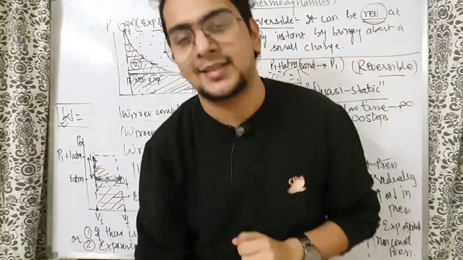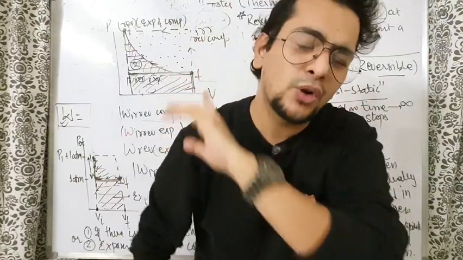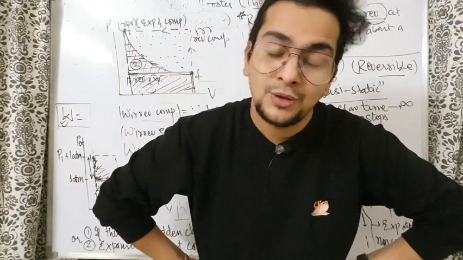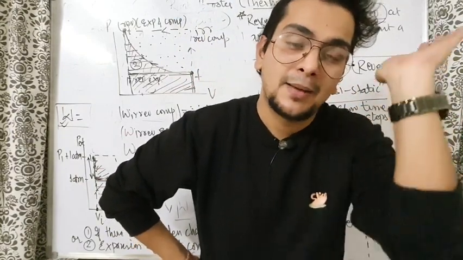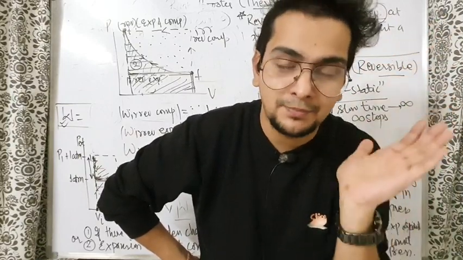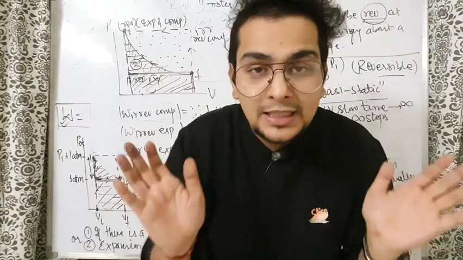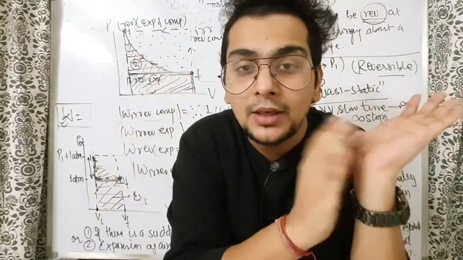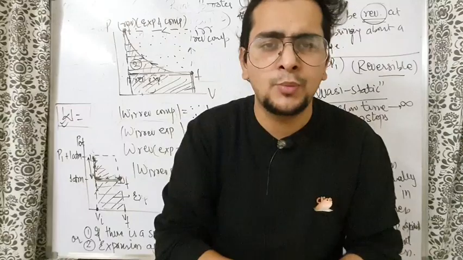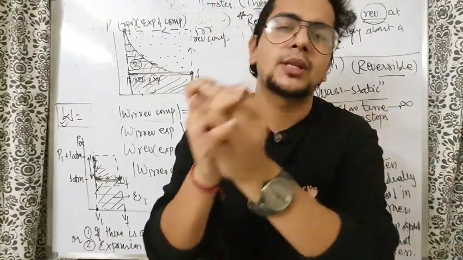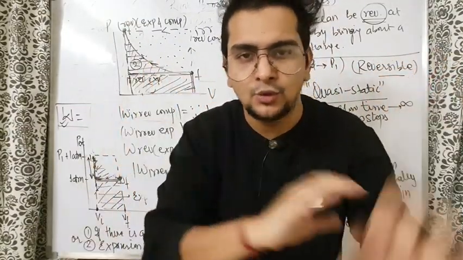So in which case will more work be done by the gas? Pushing the sand plus atm is tougher, and that requires more work. So in the expansion case, reversible work done is more. You can write this down in the notebook: expansion work, reversible is more than irreversible when we compare magnitude.